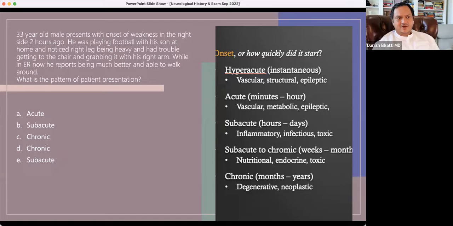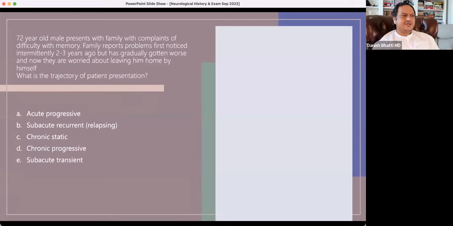or non-progressive. So it doesn't have to be always progressive chronic. It could be non-progressive or stable chronic or static chronic, but it has been going on for months. And degenerative diseases classically present in this kind of a chronic pattern of presentation. So this is onset. Let's look at the other question, which is the trajectory.